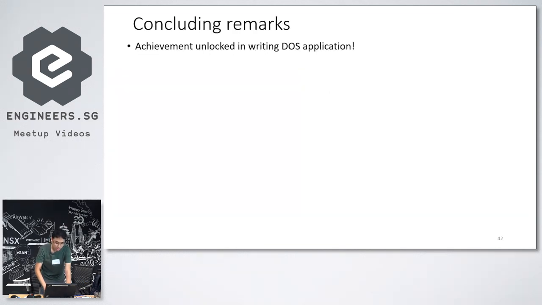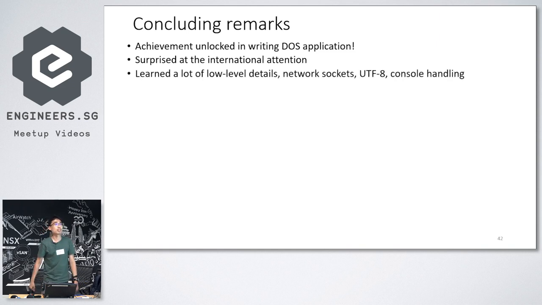Okay, so concluding remarks, right? Yeah, achievement unlocked. I wrote my first DOS application. I was honestly surprised at the international attention. There are so many websites that covered it. You imagine the market for vintage computers is not that big, right? But surprisingly, a lot of people use it and they file GitHub issues and tell me the bugs that my program has. Okay, I learned a lot of low-level details like network sockets, UTF-8, console handling. A lot of these are still applicable in today's computing. So it shows you, right, computers have changed a lot in these decades, but a lot of things are still the same also.